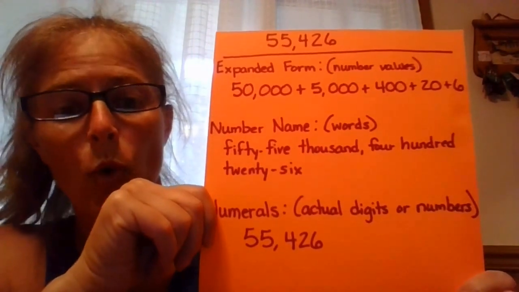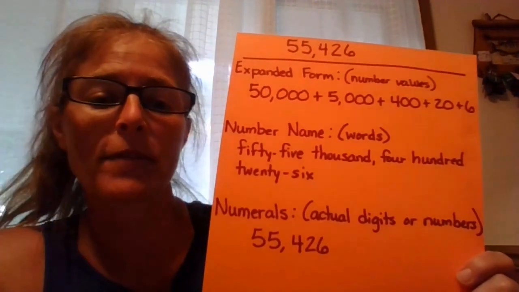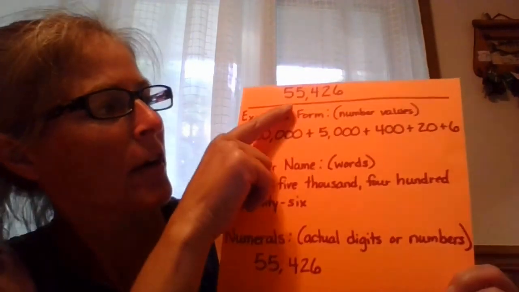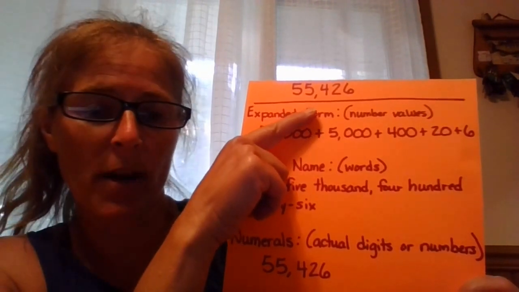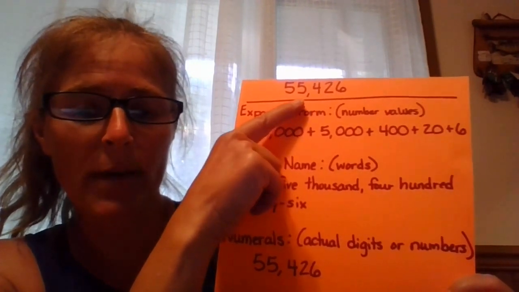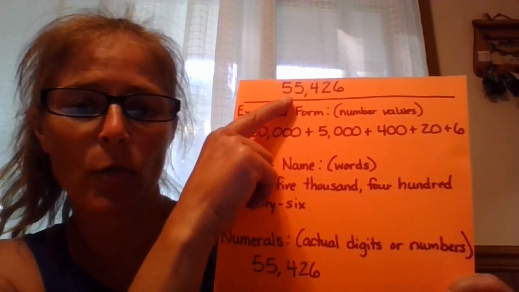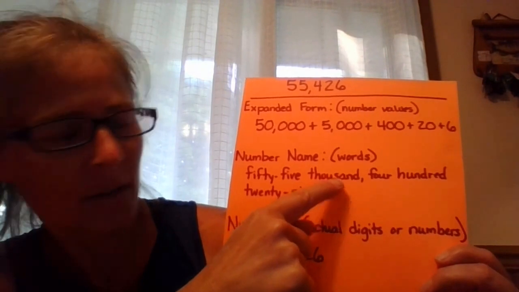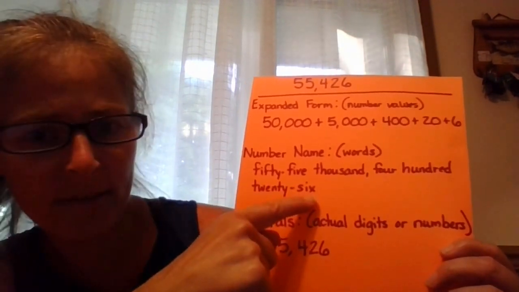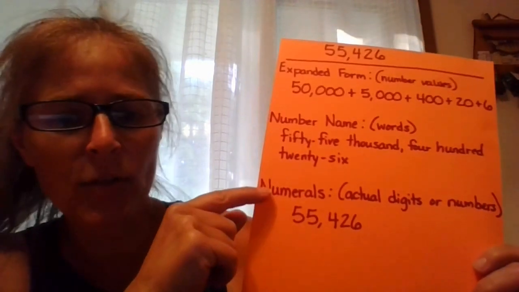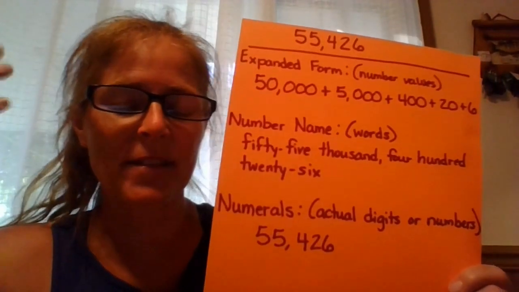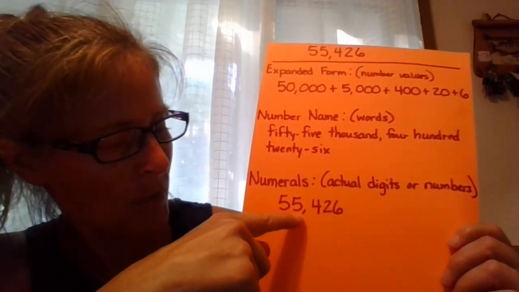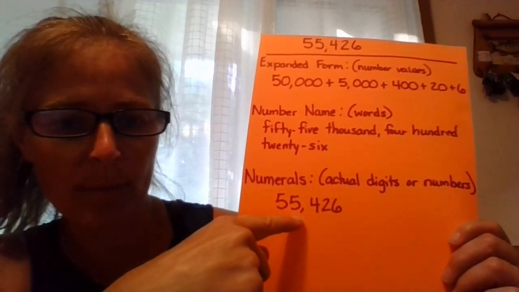Number name is when I'm using words. So this is just where you have to spell out or write out the name of this number. So you just write it the same way that you say it. So if I read this number as 55,426, I write 55,426. And lastly, numerals. Numerals are what we're used to. That's the actual digits or actual numbers. So if it says write the numerals, it wants you to write the actual numbers.